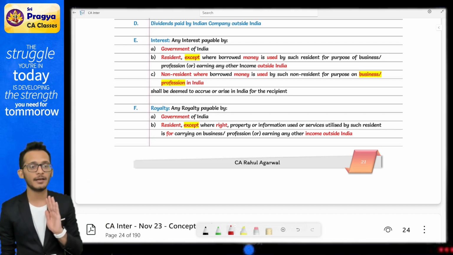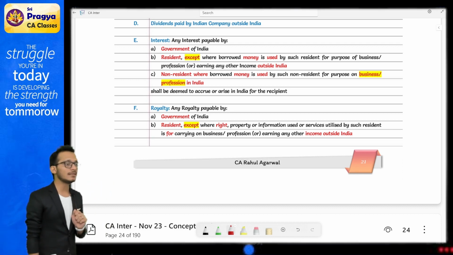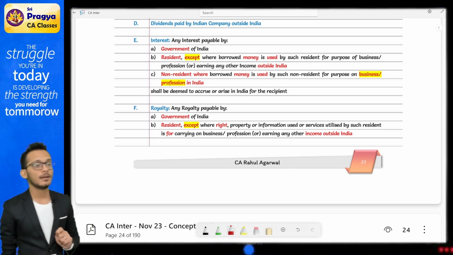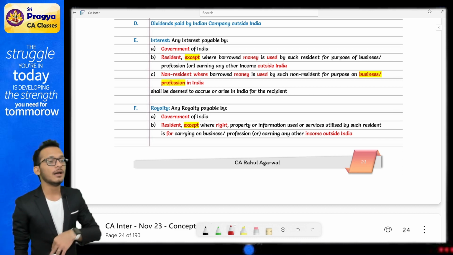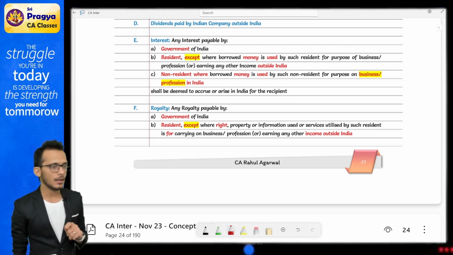Rahul, the money is coming from the resident. It is generally taxable in India for the non-resident, except if I come and clarify that the resident is going to use this loan or service for outside India. For outside India.